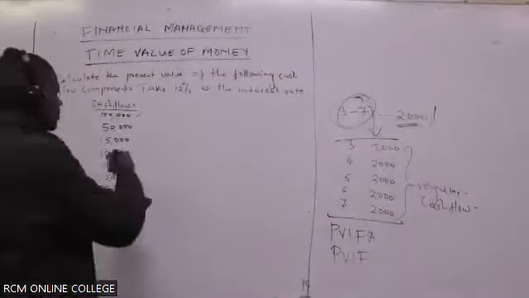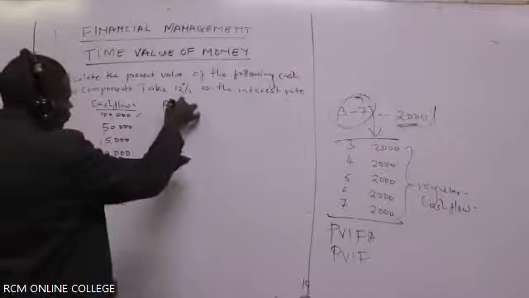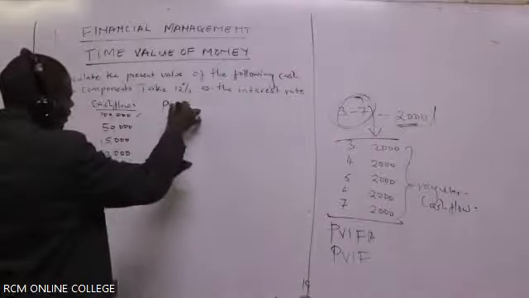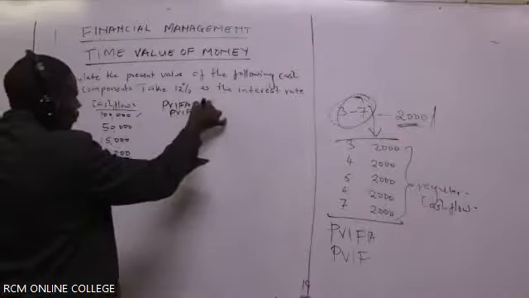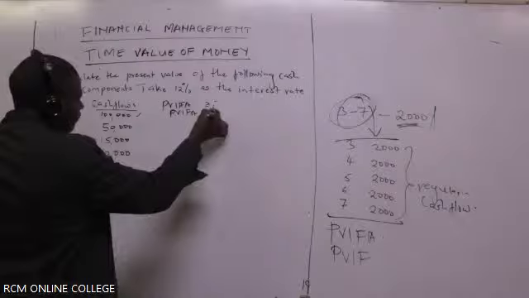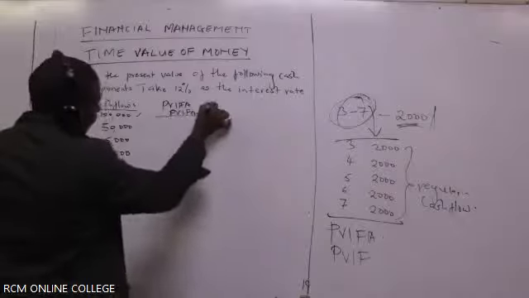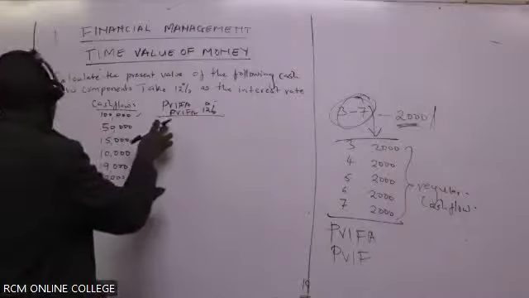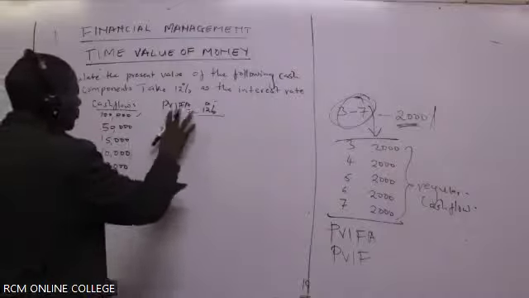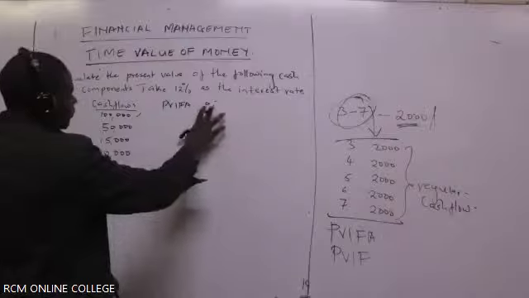So in this case, we want to get the present value. So we shall be using the PVFA here and PVF. And also that of annuity, of course, 12%. 12%. So for the first one, give me the first one. I need a space here. Give me the first one.